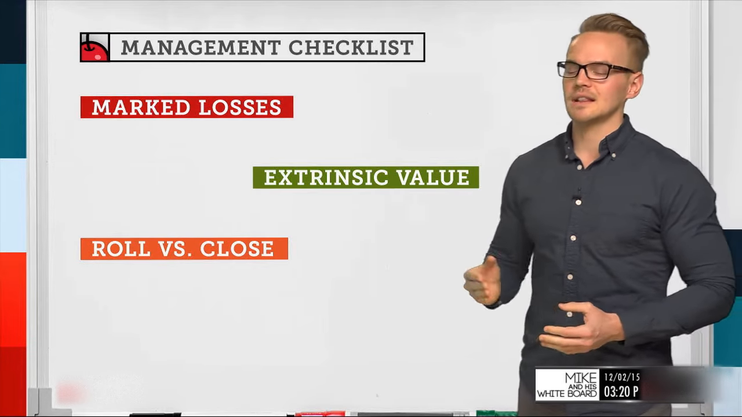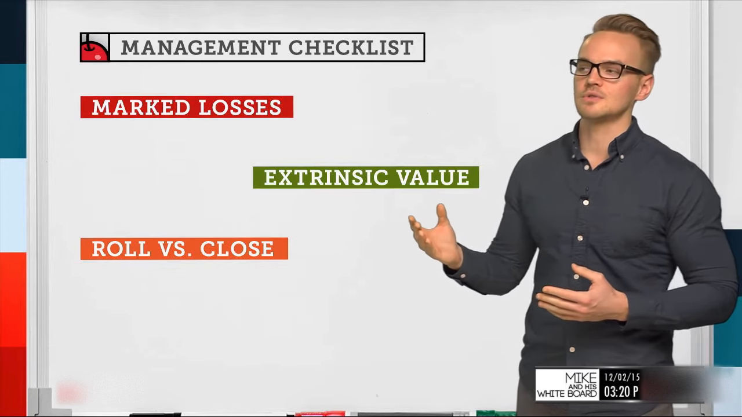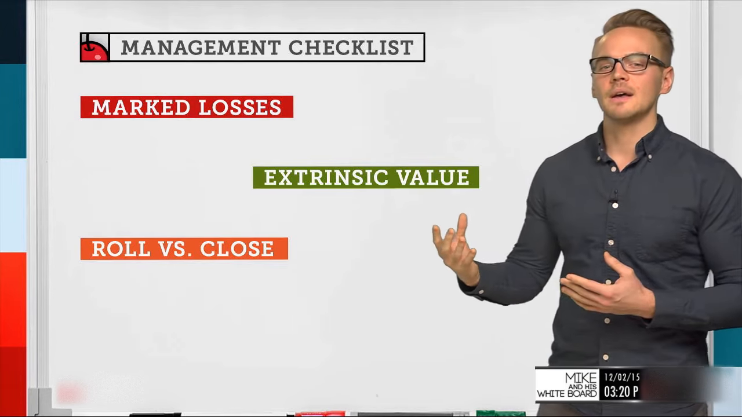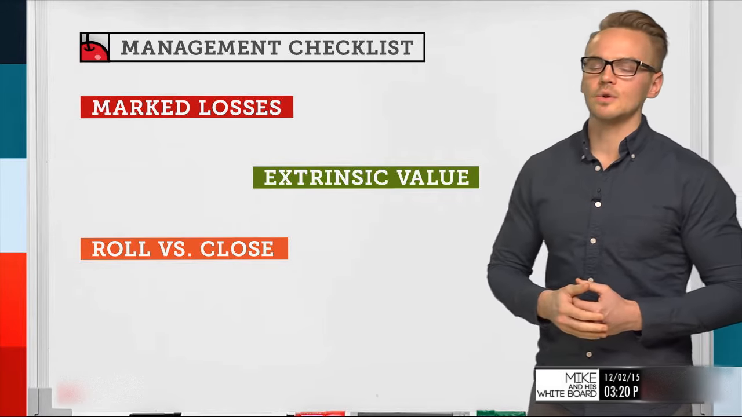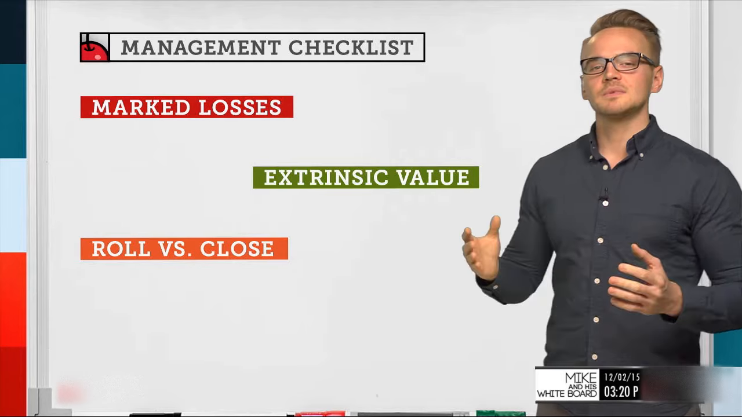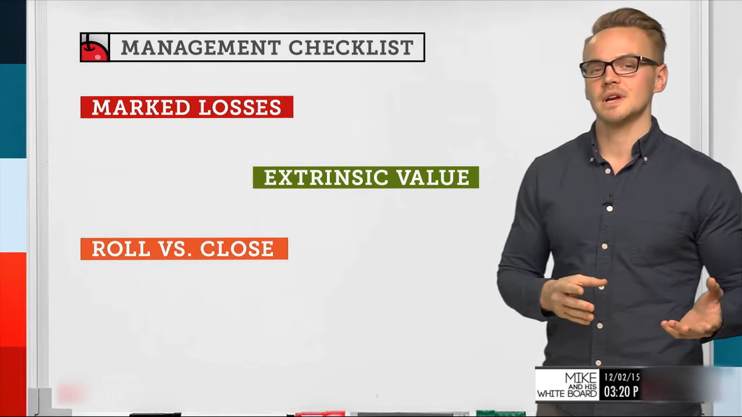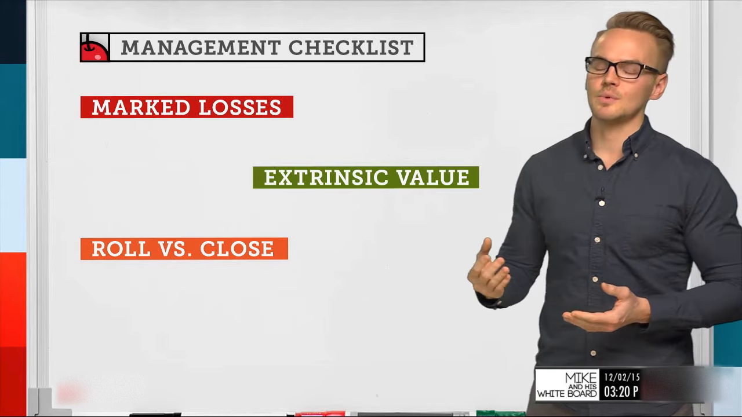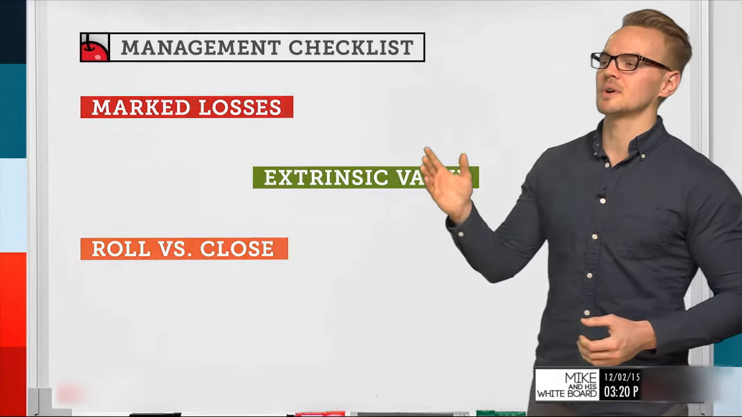Also, I'm going to be looking at the extrinsic value in the option that I have, and we're going to determine how to look at that, and what some important factors are to know. And last but not least, we're going to be looking at rolling versus closing, and some similarities and differences between defined and undefined risk trades, and when I might decide to roll versus close and vice versa. So let's get right into it with marked losses.